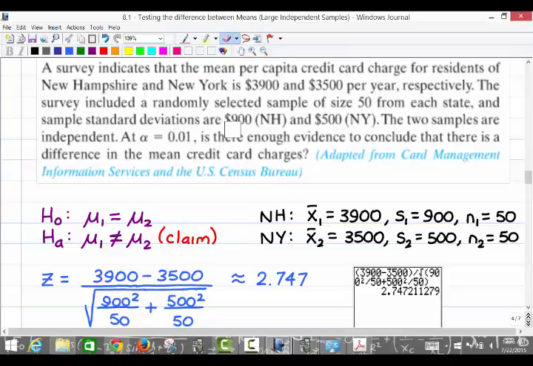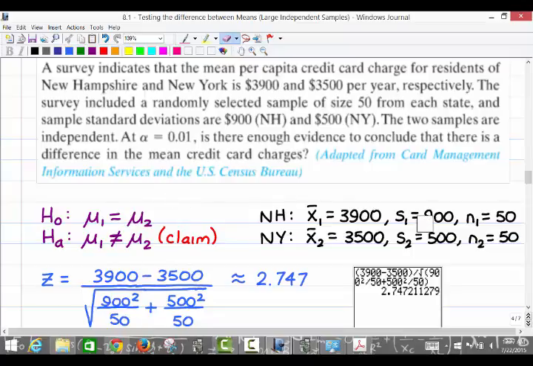And then here are the standard deviations, 900 for New Hampshire, which is group 1, and 500 for New York, group 2. The two samples are independent, at alpha equals 0.01. Is there enough evidence to conclude that there is a difference in mean credit card charges? Difference implies not equal. It doesn't mean one's necessarily bigger than the other, just that they're different from each other. So here's the null and the alternative, equal and not equal, the claim being not equal.